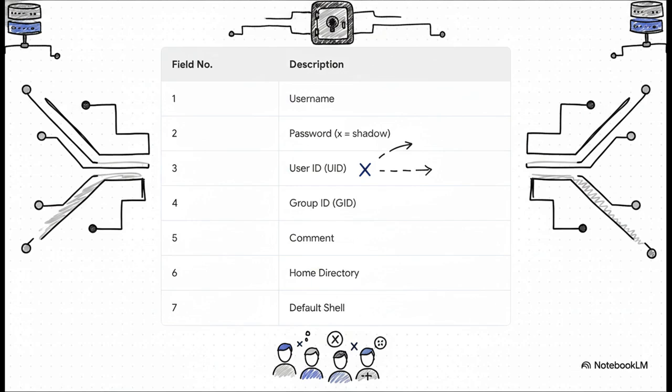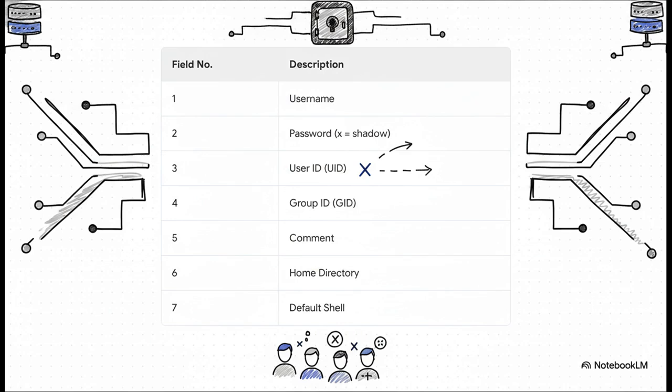Each line is one user, and you can see it's broken up by colons into 7 fields. You've got the username, a unique user ID or UID, their home directory, and their default shell. Quick tip, UIDs under 1,000 are usually for system stuff, not actual people.